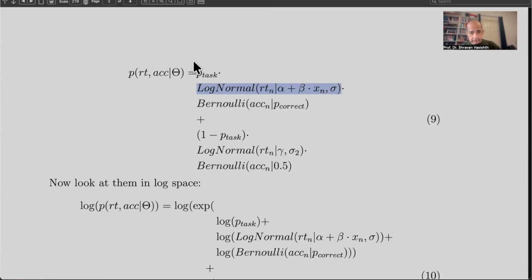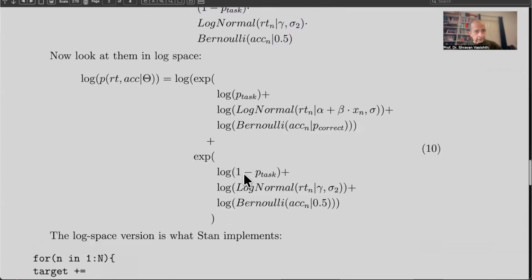So this is the part where the participant is engaged. In this case we multiply 3 terms because we are assuming that accuracy is independent of reaction time, etc. So we multiply these 3 terms out to get the first term, and then for the non-task engaged part we have these 3 terms that we multiply.